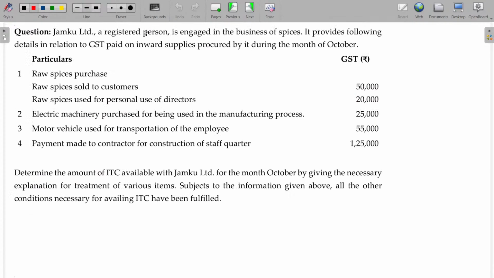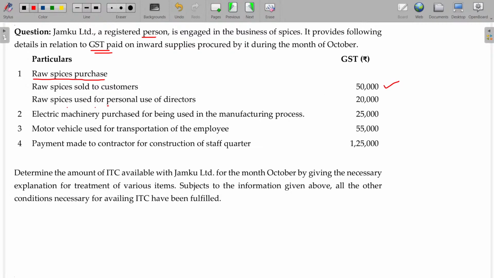Jamku Limited, a registered person, is engaged in the business of spices. It provides the following details in relation to GST paid on inward supplies procured by it during the month of October. Raw spices purchase, sold to customers. Purchase and sale, eligible for ITC.